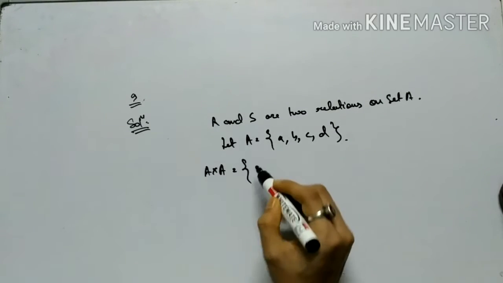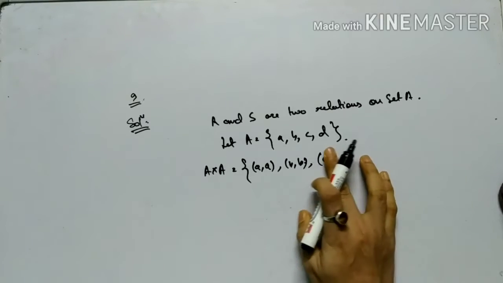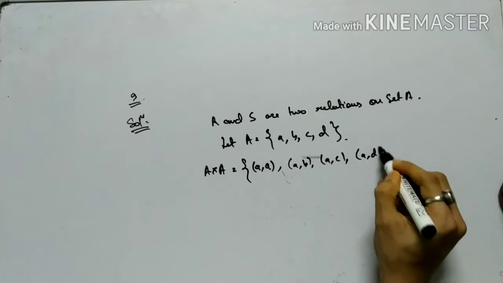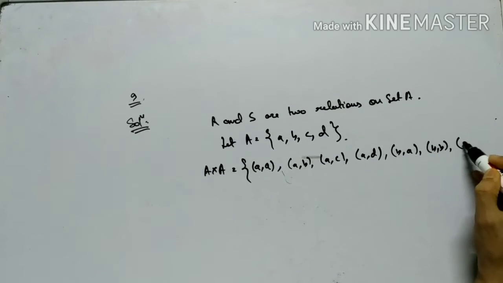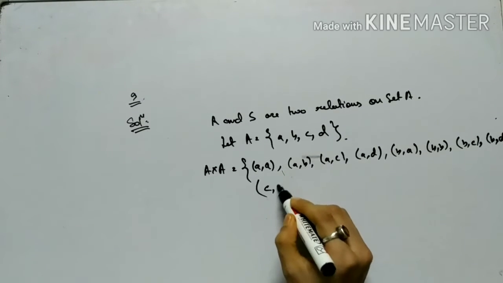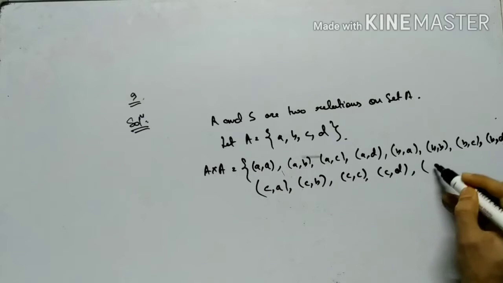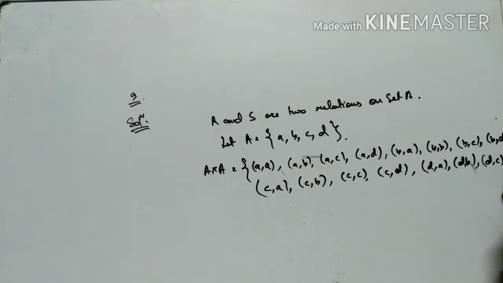First of all, I will write out the A cross A set, which is: AA, AB, AC, AD, then BA, BB, BC, BD, then CA, CB, CC, CD, then DA, DB, DC, DD. This is our A cross A.